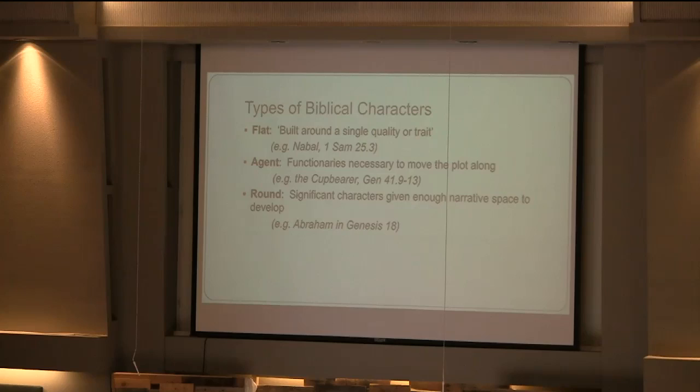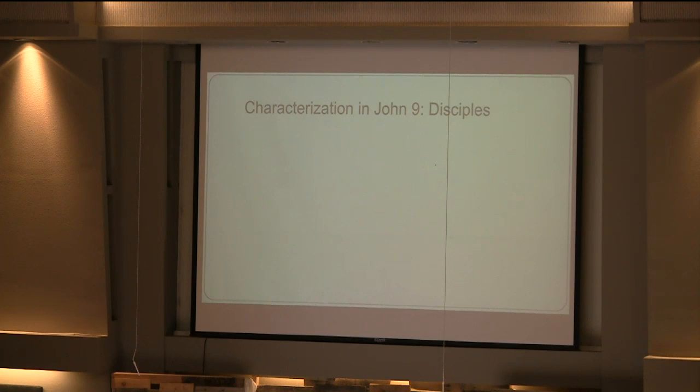So we're going to have a look at the way in which different characters are presented in John chapter 9. So we're going to start with the disciples. So characterization here simply means the way in which characters are presented and developed. So the disciples then are there in John chapter 9. And the disciples ask one theological question, okay? I've had some students who over a 3 or 4 year degree course have only asked one theological question. The disciples here ask their single theological question. You remember what it was? They say, Master, who sinned, this man or his parents, that he was born blind?